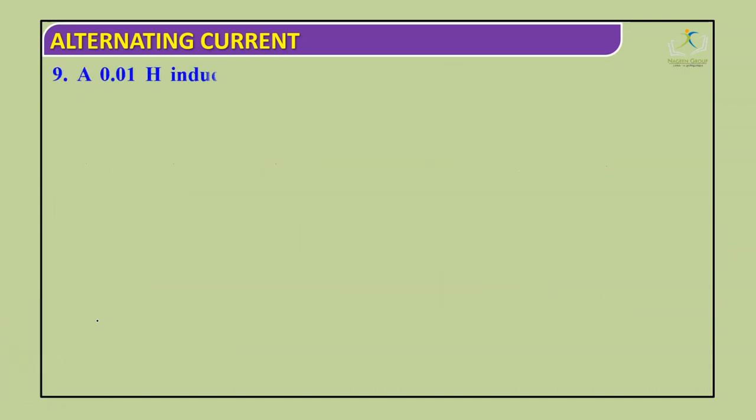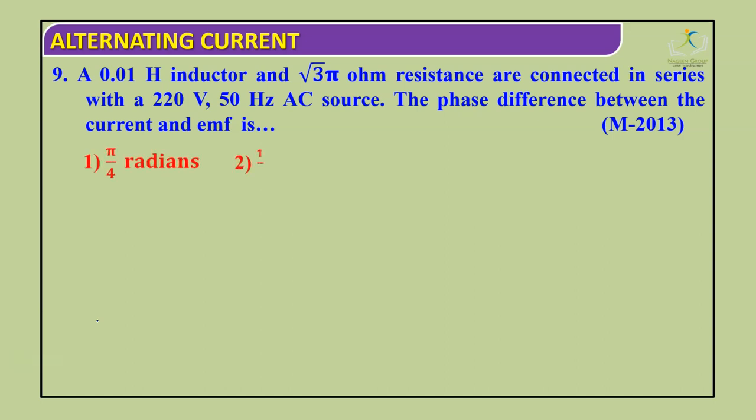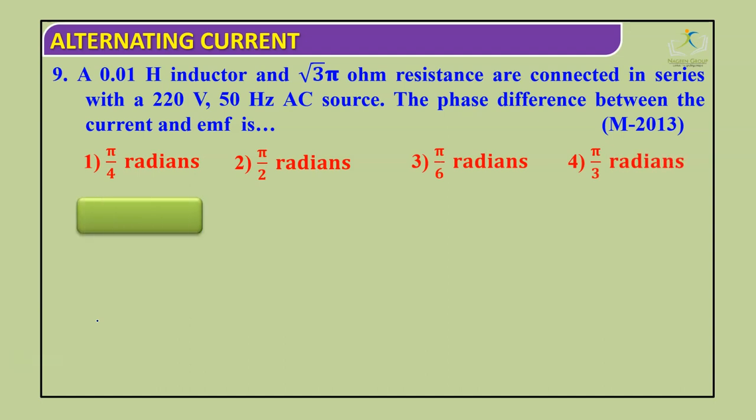Next question: we have a 0.01 Henry inductor and root 3 pi ohm resistance connected in series with a 220 volt, 50 Hz AC source. The phase difference between the current and the EMF is pi by 4 radian, pi by 2 radian, pi by 6 radian, or pi by 3 radian.